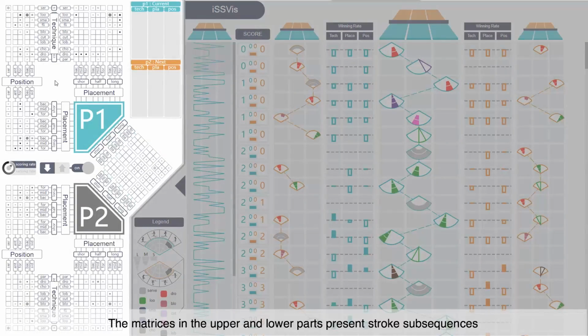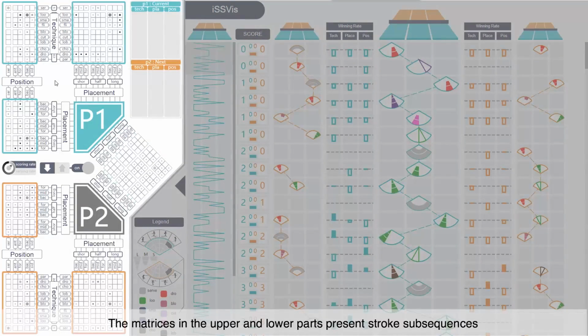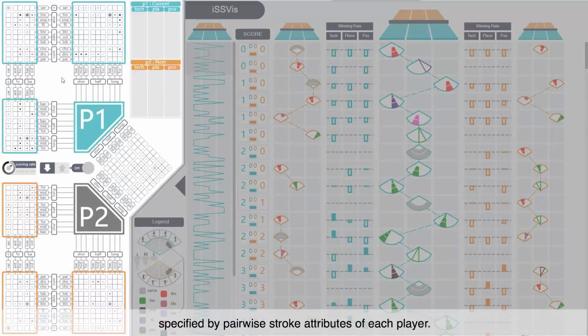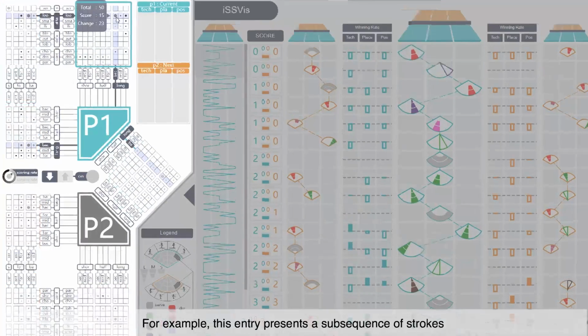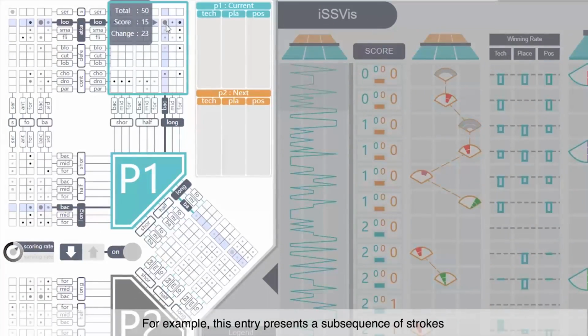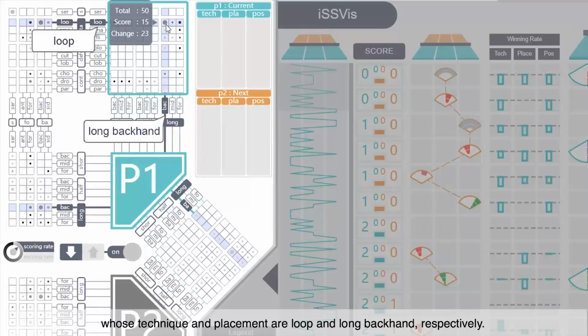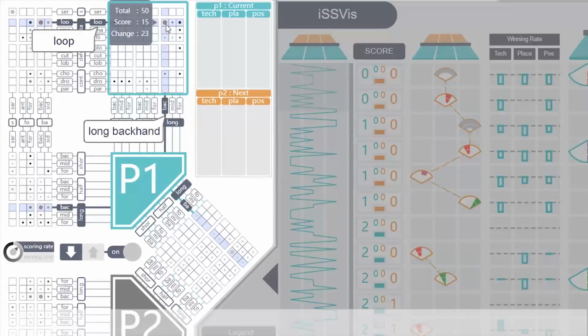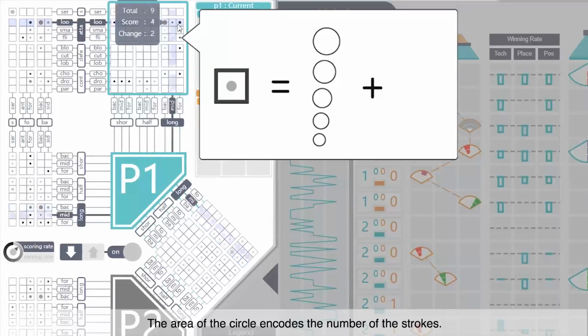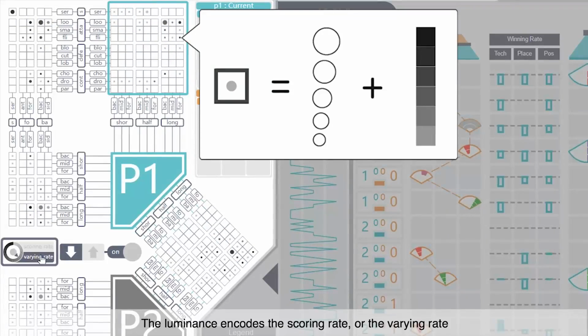The matrices in the upper and lower parts present stroke subsequences specified by pairwise stroke attributes of each player. For example, this entry presents a subsequence of strokes whose technique and placement are loop and long backhand, respectively. The area of the circle encodes the number of the strokes. The luminance encodes the scoring rate or the varying rate.